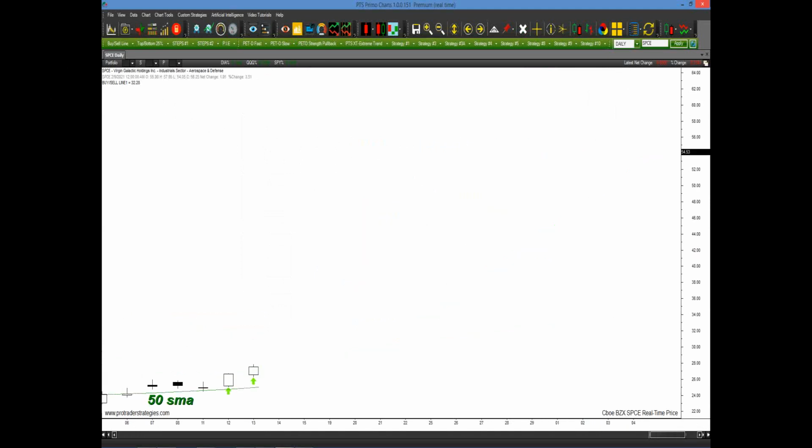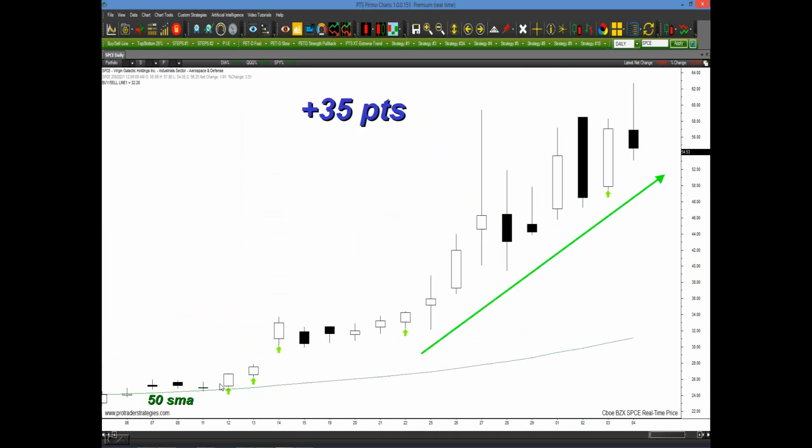Here's an example in Virgin Galactic, okay, SVCE. Same thing, prices above the 50, and right here, these last 2 bars, they were closing in the top 25%. So right here is our high probability setup that the market wants to go higher. This is where we start looking for structure to buy. Stock went up 35 points.